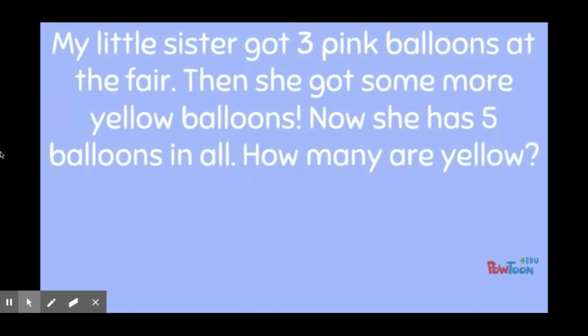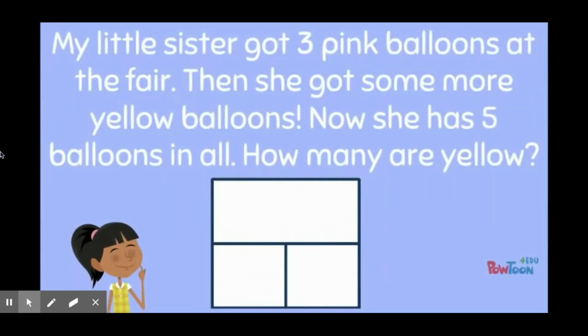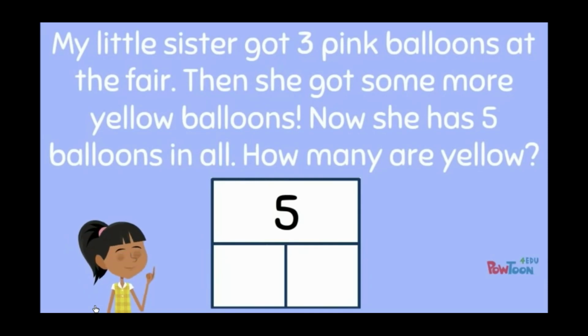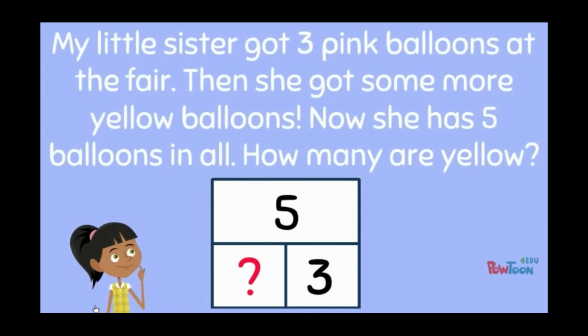My little sister got 3 pink balloons at the fair. Then she got some more yellow balloons. Now she has 5 balloons in all. How many are yellow? So what is the whole? 5. We know that there are 5 in all. And what part do we know? We know that 3 of the balloons are pink. We need to figure out how many are yellow.